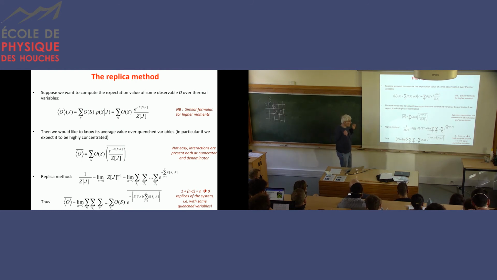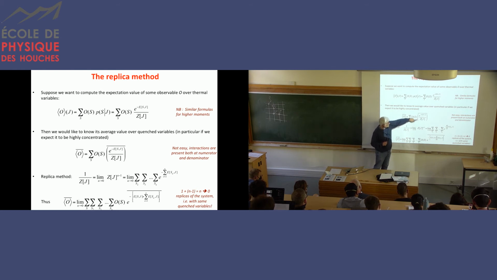But formally, if I forget about this small problem, you can now use this expression here for 1 over z, sorry, put it back here, and you see that the double average, thermal average and quench average, is simply the limit when n goes to 0 of a sum over how many configurations do I have? Well, I have 1 configuration S in order to compute the average of the observable I am interested in, so O of S. And I have n minus 1 in order to express 1 over z.